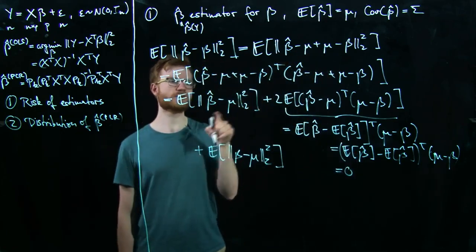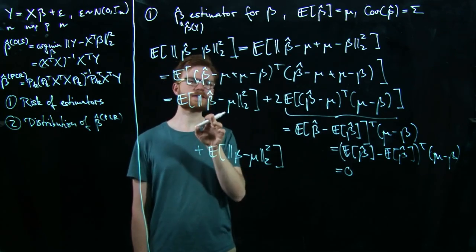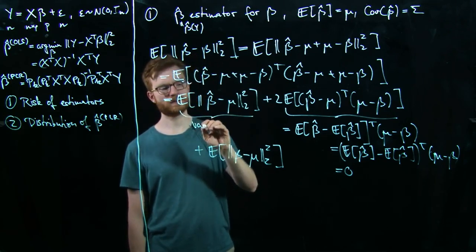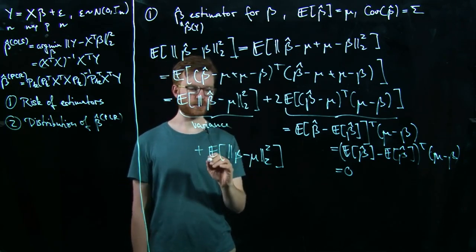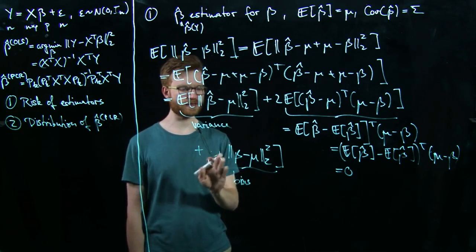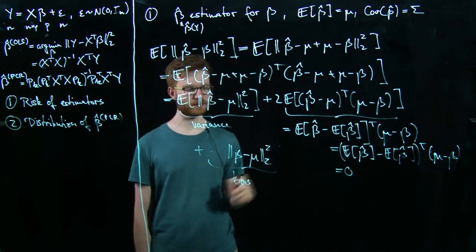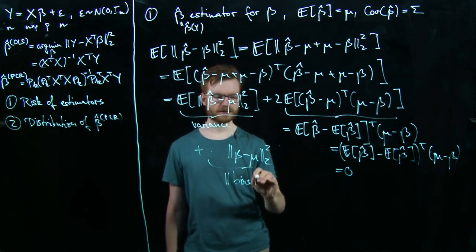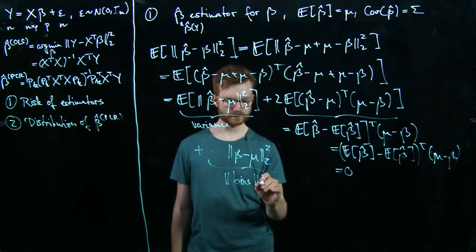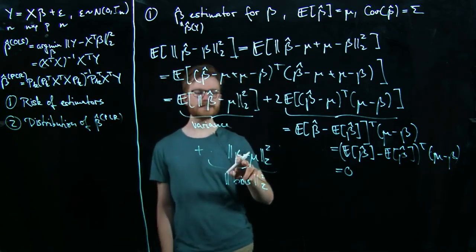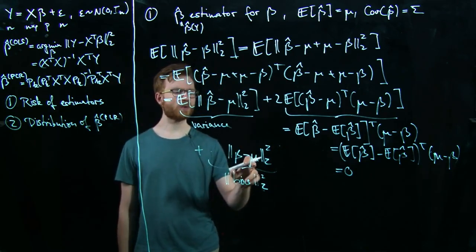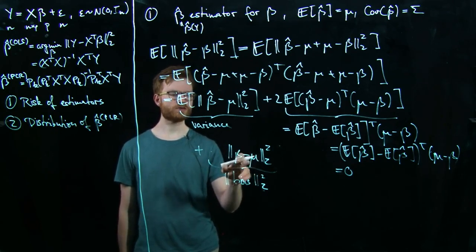So what remains is this term, which is the squared distance of beta hat minus its expectation, and we call this variance. And we call this bias squared. So here I can get rid of the expectation because, again, this is not a random variable anymore. So the thing inside of the norm, we often call the bias, because this tells you how far away the expectation of the estimator is from beta.